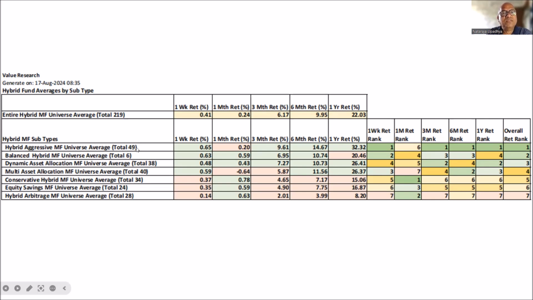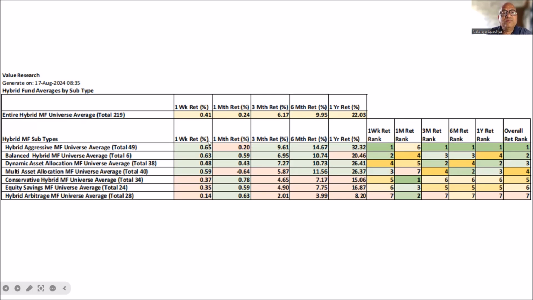Hybrid aggressive, 49 funds are there. Balanced hybrid, only 6 funds. Dynamic asset allocation, 38. Multi-asset allocation, 40. Conservative hybrid, 34. Equity savings 24, hybrid arbitrage 28. Totally, it will come to 219.